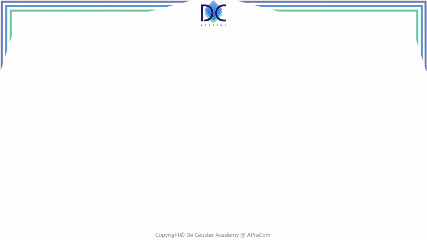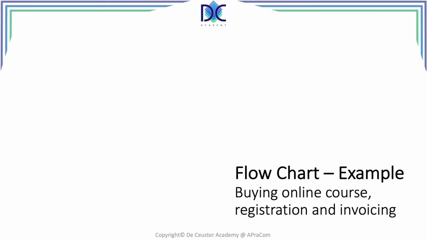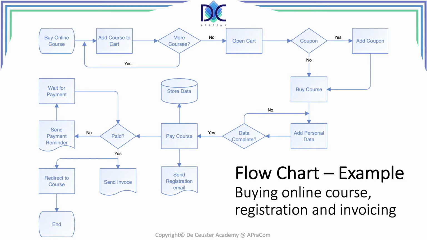Now we also have flowcharts, which are very interesting to show processes. Here I made a flowchart for my courses, where people can buy an online course. First of all, you look at the course, you add the course to the cart, and the next question is, do you want to buy more courses? You go back to the shop or not. So yes, we add another course. If we don't want to add more courses, we open the cart. Then we ask the question, do you have a coupon? Yes or no. If you have a coupon, you have to add the coupon before you buy the course. When you don't have a coupon, you directly go to buying the course.